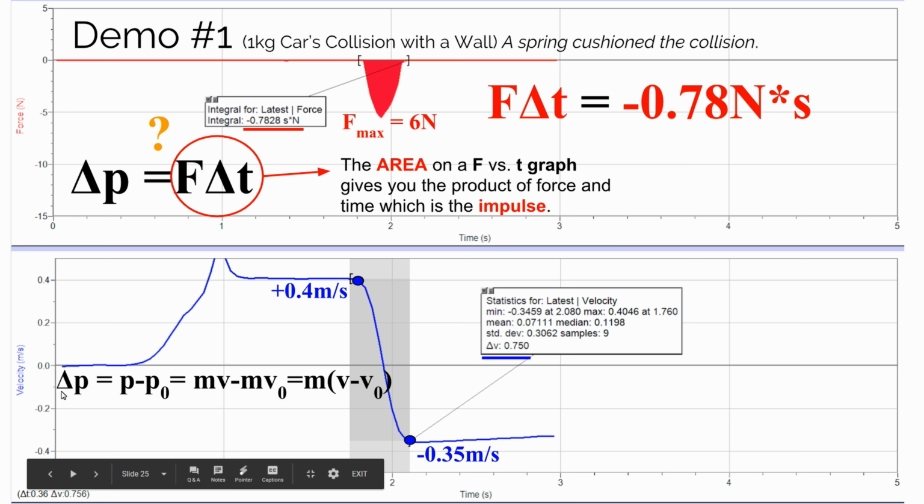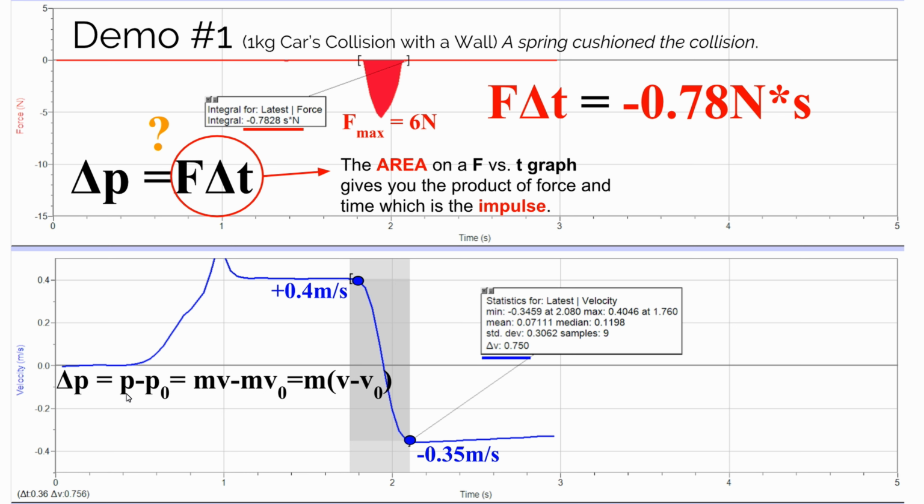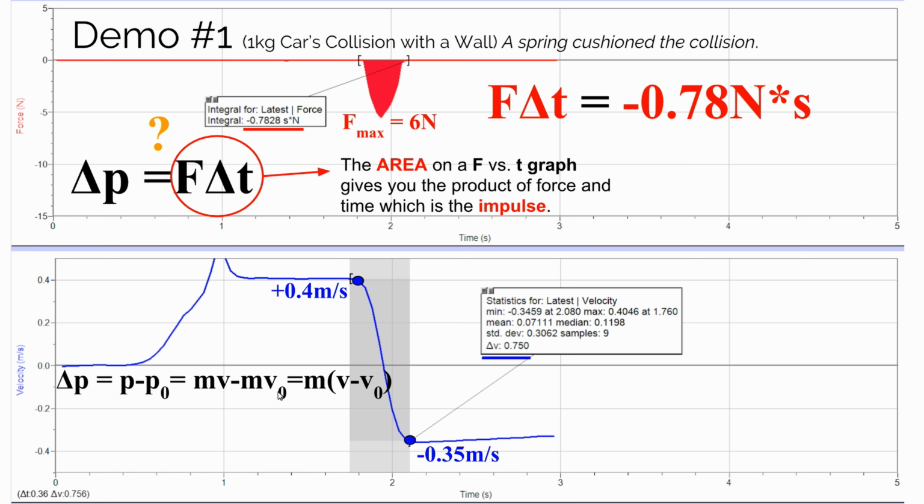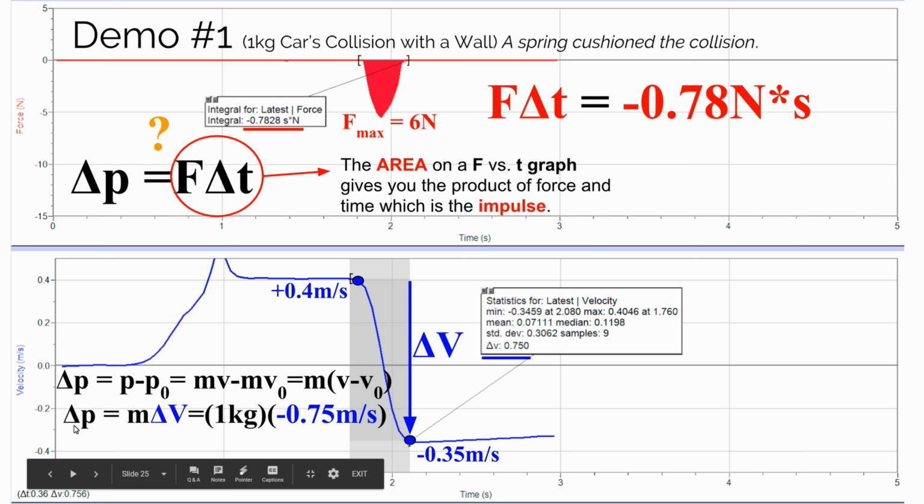Well, to calculate the change in momentum from our velocity versus time graph, change in momentum is final momentum minus initial momentum, which is mass times final velocity minus mass times initial velocity. And if we group our velocities, we get mass times final velocity minus initial velocity, which is the change in velocity. So the change in momentum is mass times change in velocity.